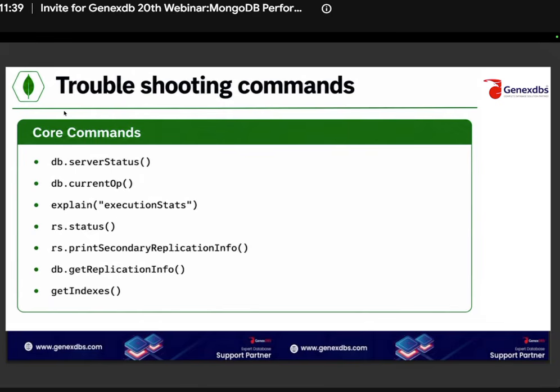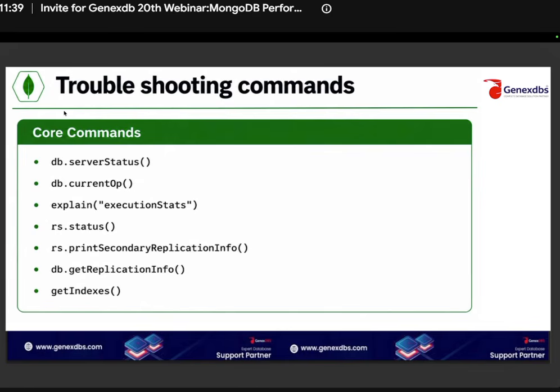This command will display the current operations in use, and also helps us identify any slow running queries, blocking operations, expensive aggregations. And the explain executionStats command. This command is used for analyzing execution plans, and it will show the output, as I said earlier, like executionTimeMillis, totalDocsExamined, totalKeysExamined.